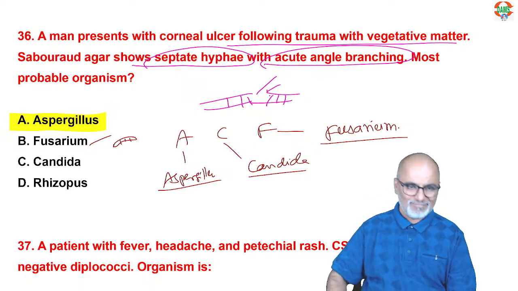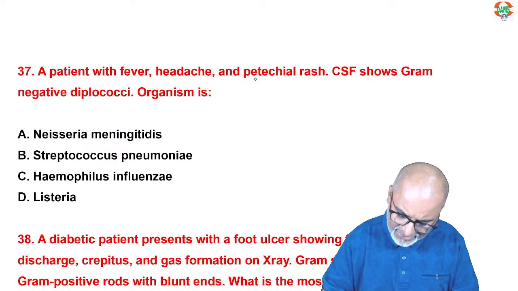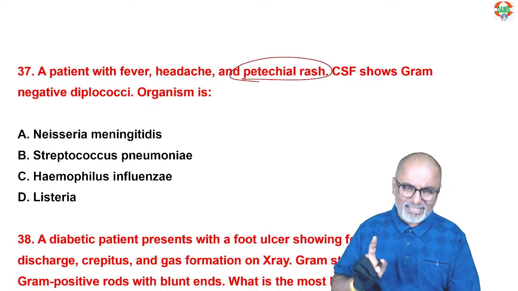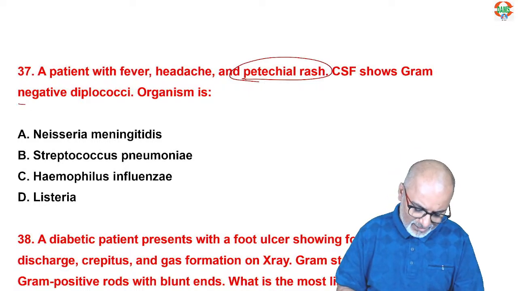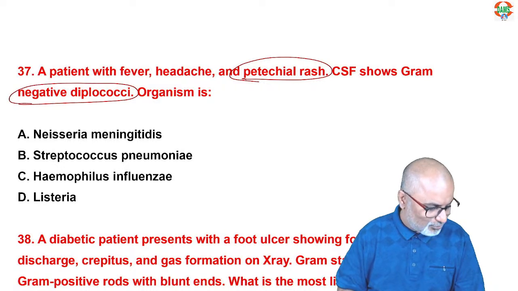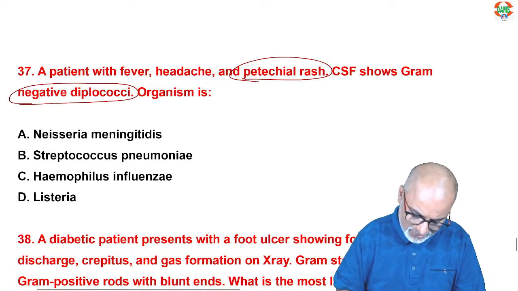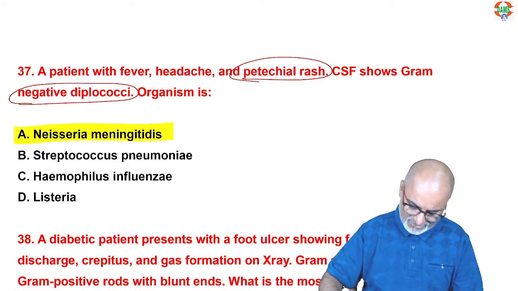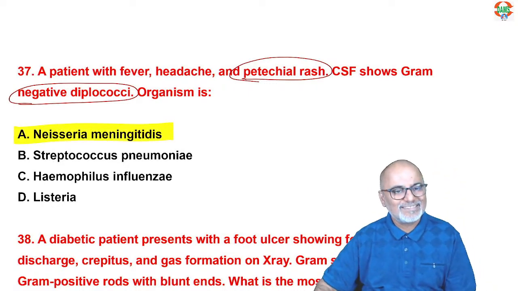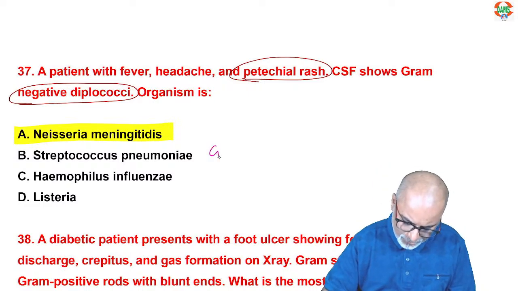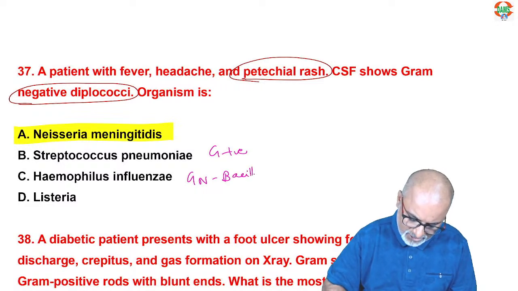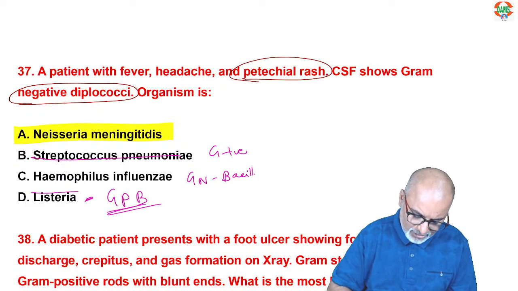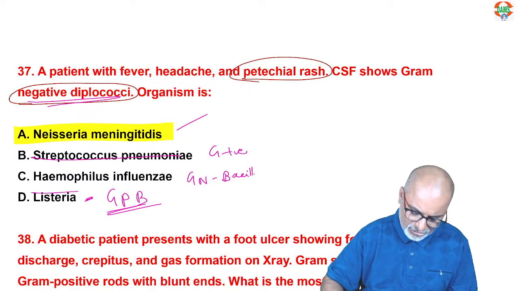Next is a patient with fever, headache and petechial rash. Petechial rash is commonly seen in meningococcal meningitis. Fever, headache, gram negative diplococci. No second thought, I can vote for Neisseria meningitidis. Streptococcus is gram positive. Haemophilus influenzae is gram negative bacilli. Listeria is gram positive bacilli. So gram negative cocci is Neisseria meningitidis.